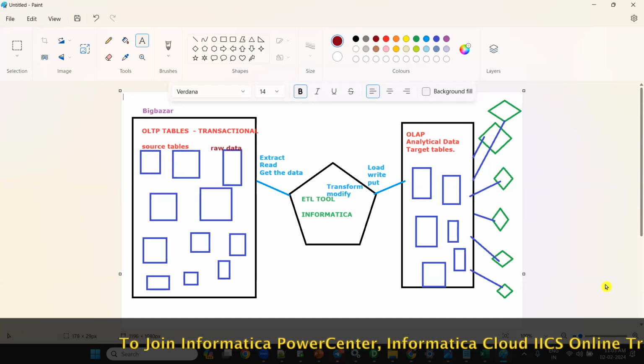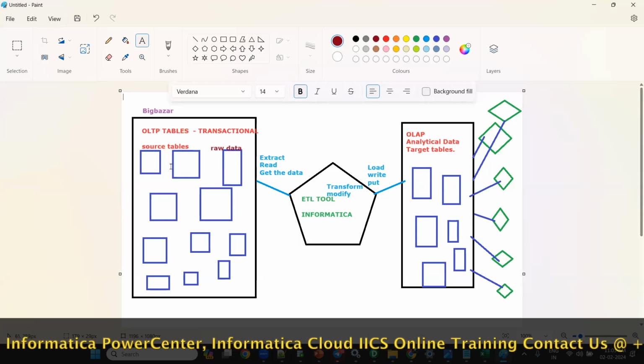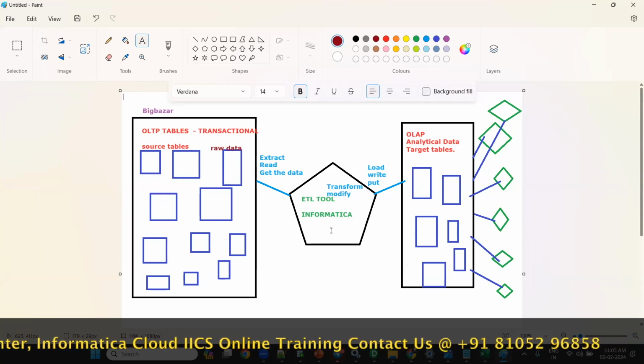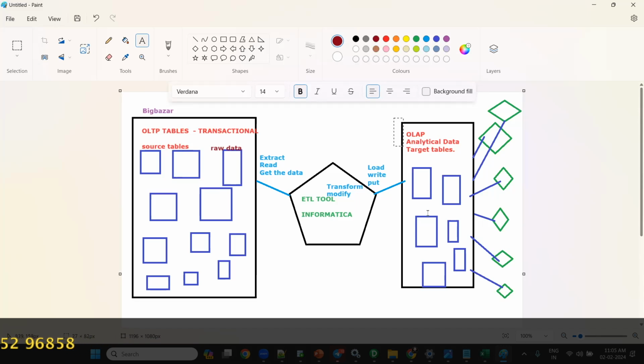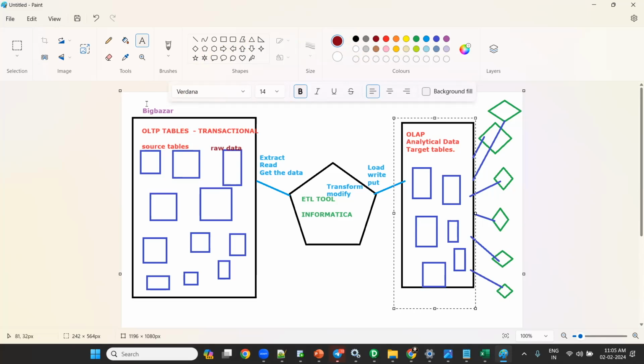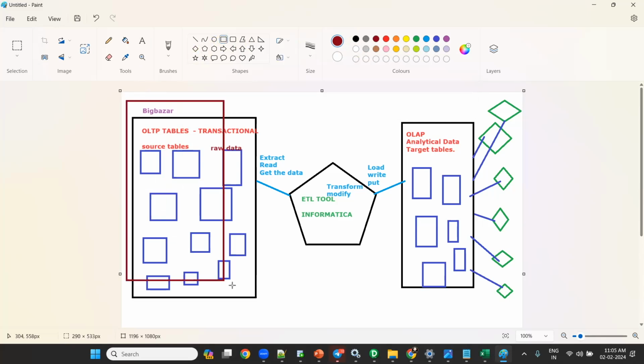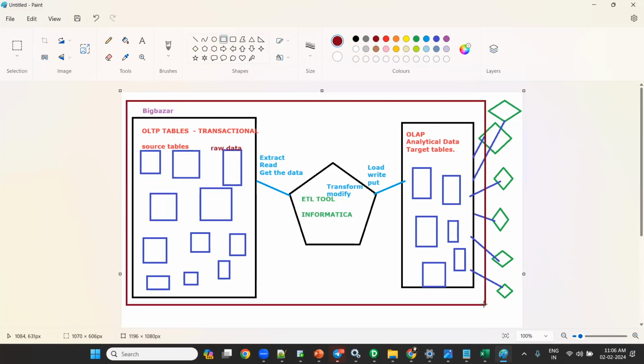ETL developers will take the data from the client. They will transform or modify it and give a good shape to the data. How to give good shape, we'll see in the later sessions. And they will generate the target tables. This is our work, only from source to target. Report generation is not my work. Who will do the report generation? Reporting developers. They will take our target tables data and generate the reports.